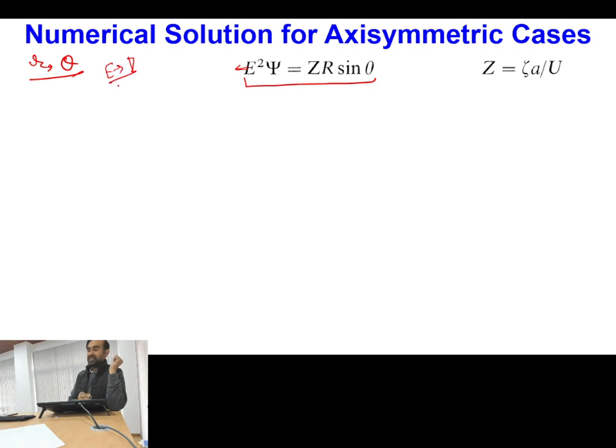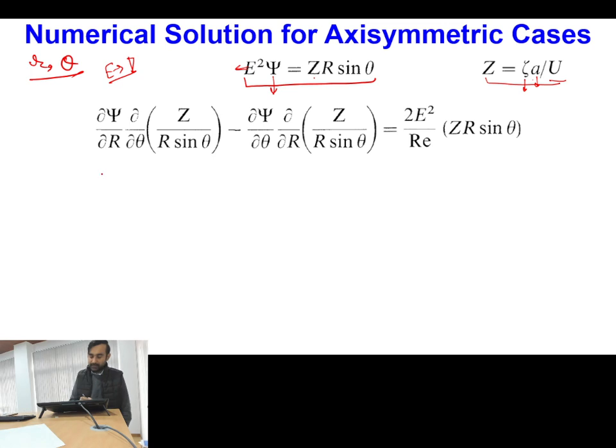So wherever I am using the E symbol, it is identical to delta whenever it is being used for the spherical coordinate system. Okay, so E squared of psi, where psi is the dimensionless stream function and Z is the dimensionless vorticity field, which for the spherical system is defined as zeta, which is vorticity, into A, the radius of the sphere, divided by U, where U is the free stream velocity. Is this one clear? So this is one equation, and the other equation is this one.